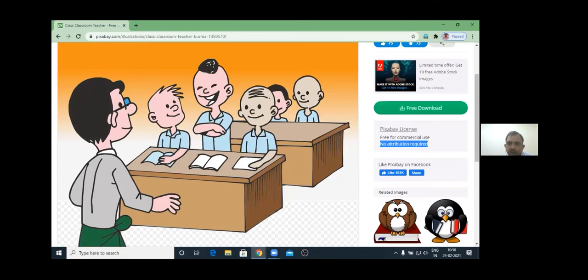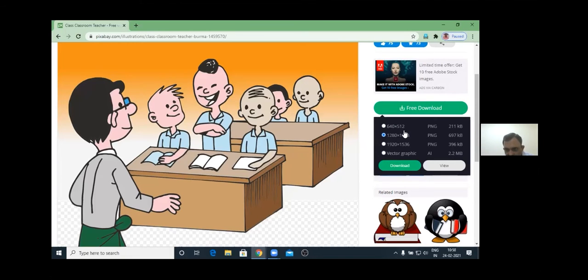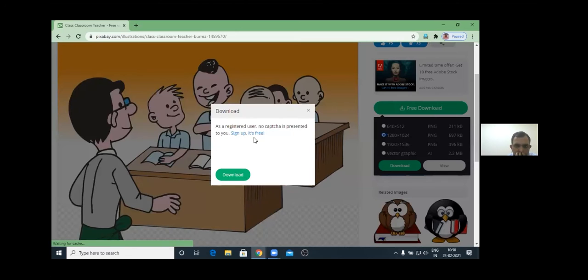You just click on free download and it comes in many sizes. So if you want to use it, 1280, 1024 or 920, the highest quality image, or some vector graphic, which is a very good quality 2.2 MB image. When you are downloading the image, see where you want to use it. If you use a very high resolution image, it will take a lot of space in your platform.